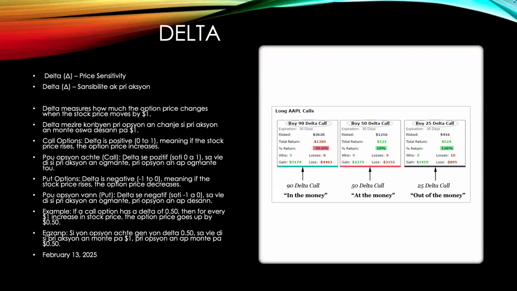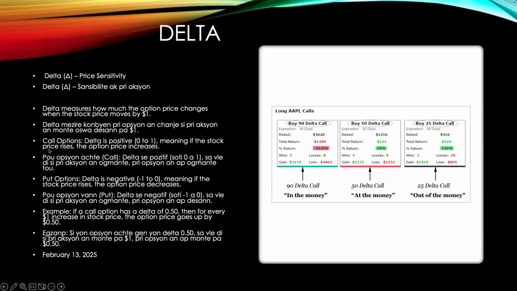After that, we're going to put up the chart. Delta measures how much the option price changes when the stock price moves by $1. We have a call option, where delta is positive, between 0 and 1, meaning that if the stock price rises, the option price increases. You remember, it moved by $100. Always remember that number, $100.